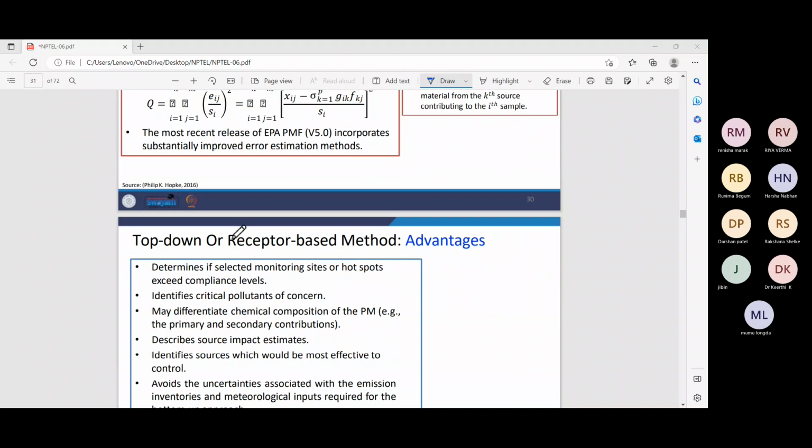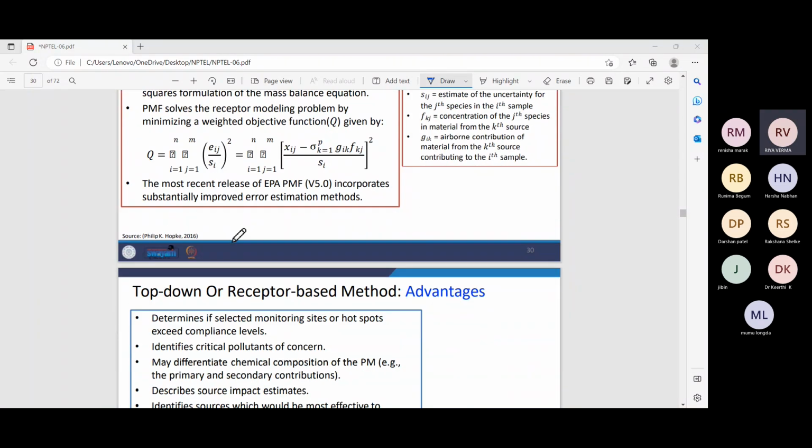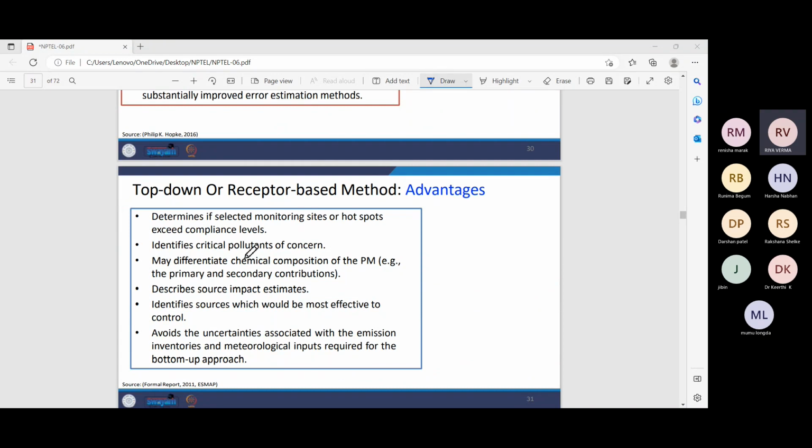Okay, we have discussed these two methods. Now the advantages of the top-down or receptor-based methods. First, it determines if the selected monitoring sites or hotspots exceed the compliance levels. Then, it also identifies the critical pollutants of concern, the pollutants that are in extremely high amounts in the atmosphere and need to be taken care of. So we get to know about those pollutants through this method.